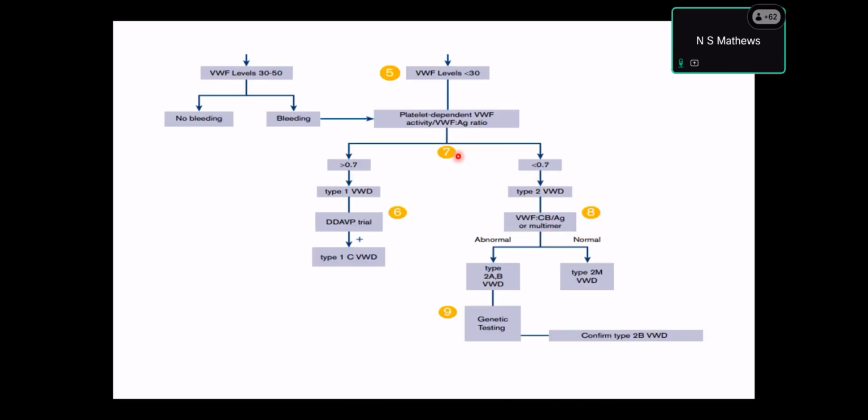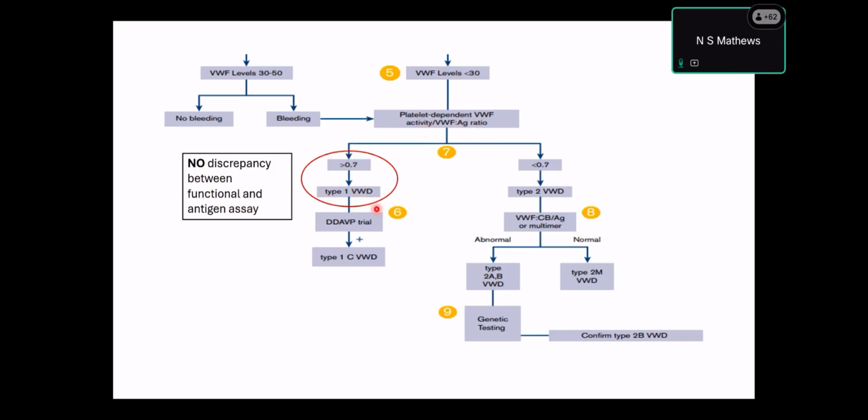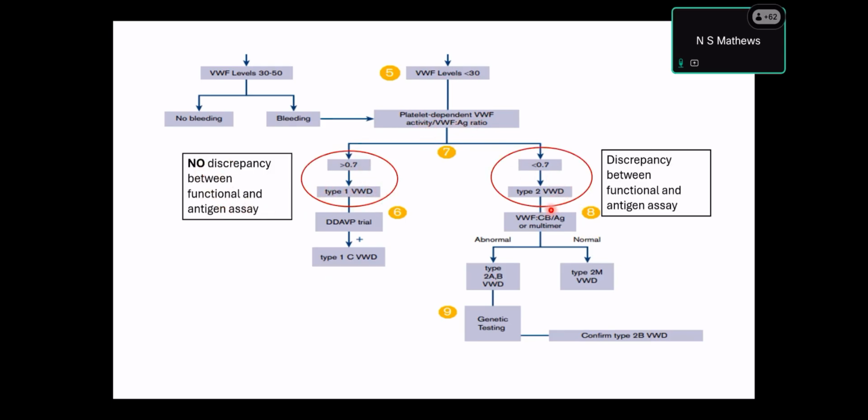Just to show you one of the rules that the guidelines recommend. You can see that when the 1 milligram levels are less than 30, as in our case, you look at the platelet-dependent 1 milligram factor activity to the antigen ratio. So there is activity, there is antigen. Look at the ratio. If it's more than 0.7, that means it is equivalent to 1, which means they are fairly equal. Then it's a type 1 1 milligram. So if there's no discrepancy between the functional and antigen assay, it is type 1. Whereas if the ratio is less than 0.7, then it is type 2 1 milligram disease. Discrepancy between functional and antigen is the qualitative defect.